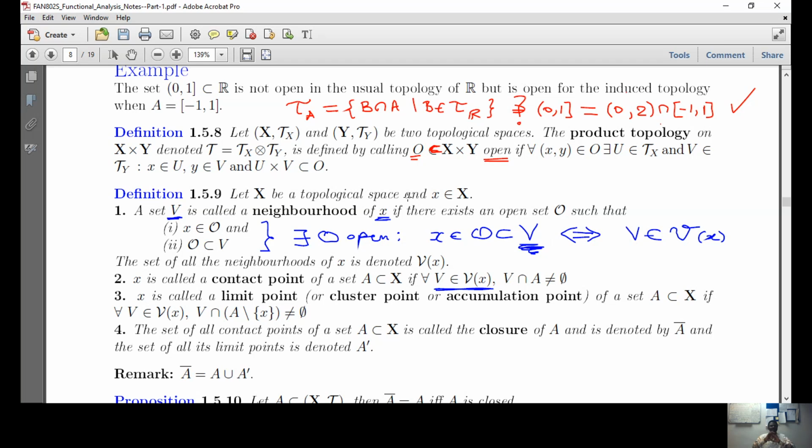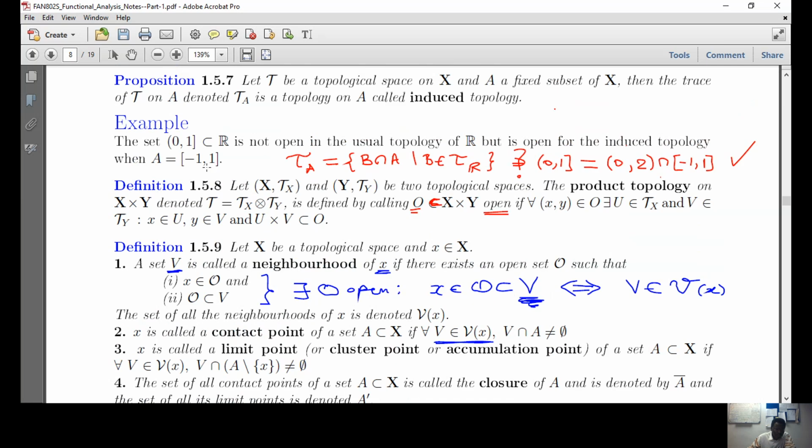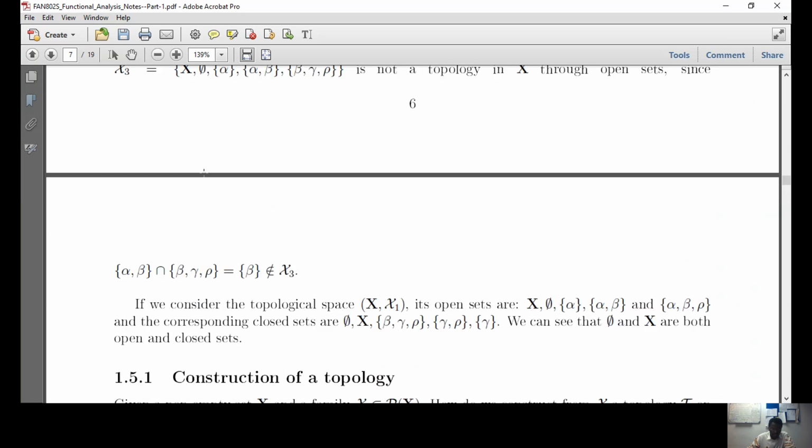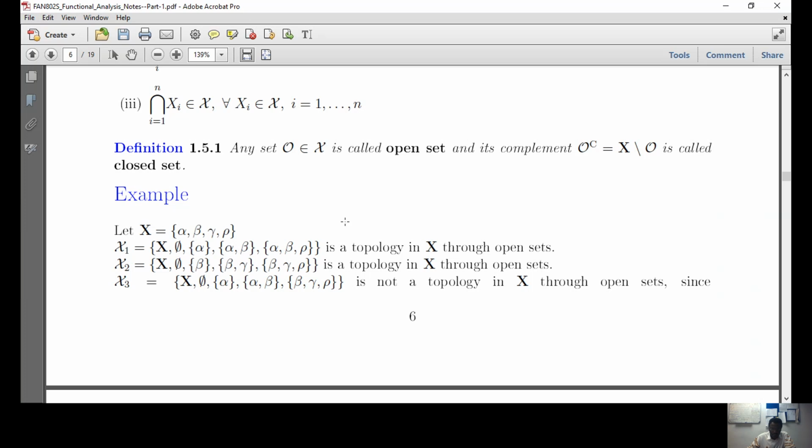Just take open set, but it doesn't tell you if it's an open interval whatsoever. And don't forget, from one of the previous examples, when you introduce a topology here, you see that we say that this is a topology. So the singleton alpha is an open set. You see that for that topology, it is an open set.